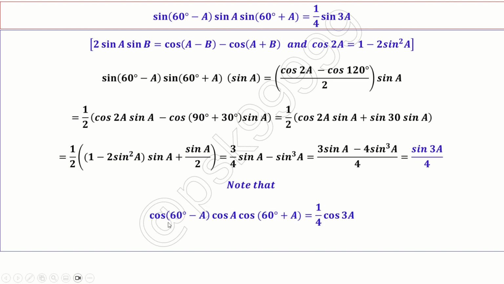Similarly, you have it for cos also. Cos (60 minus A) cos A cos (60 plus A) is also equal to cos 3A divided by 4. 60 degrees is nothing but pi by 3, you should remember, so it may come in radians also. And if I divide sin A by cos A, I'll get tan A. So for tan also you'll have a formula, which is simply tan 3A. The 1 by 4 and 1 by 4 get cancelled. So use this one appropriately. This is a very, very useful and simplifying formula for your trigonometric equations. Let's go back to the problem now.